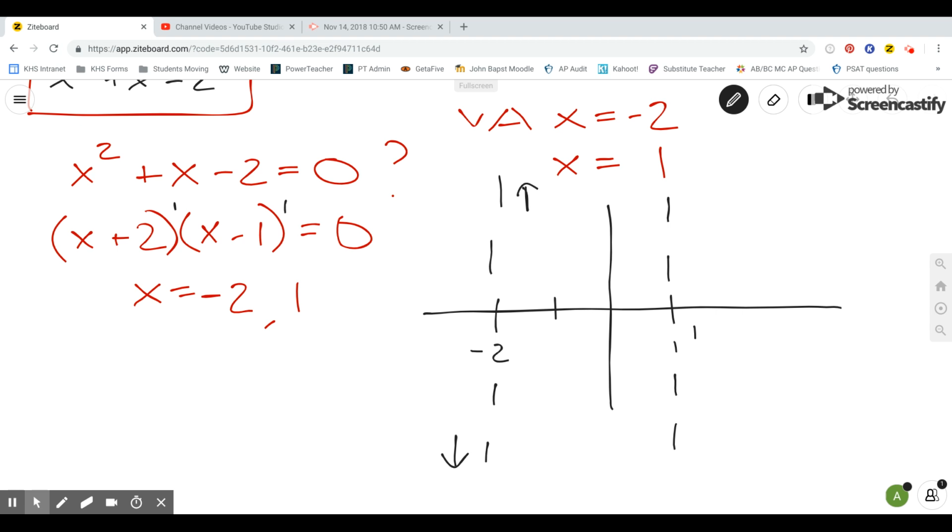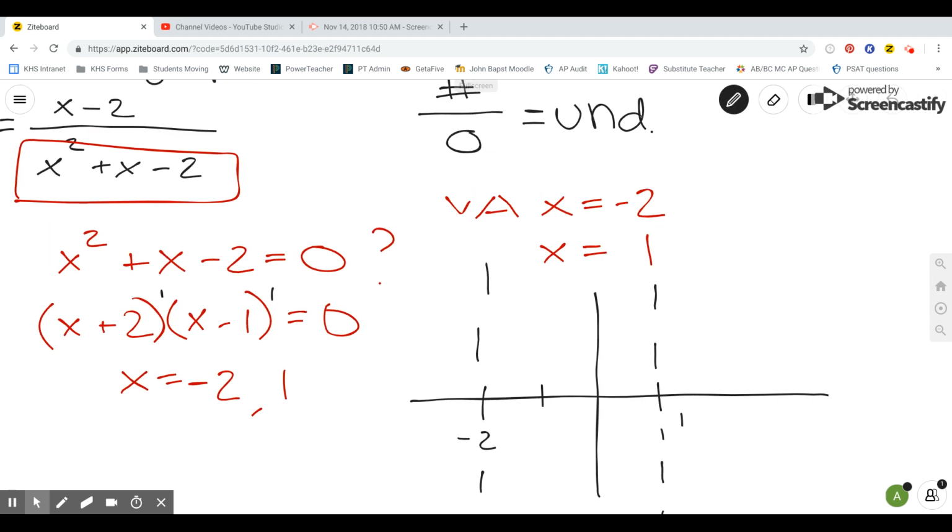If it was even degree, they would be going in the same directions. So instead of this situation, if it was even degree, so if it was (x plus 2) squared, then you could be having that type of situation or this type of situation. So keep that in mind for when we begin graphing. But for right now, all we're looking for is our vertical asymptotes, and that answer is this right here: x equals negative 2 and x equals 1.